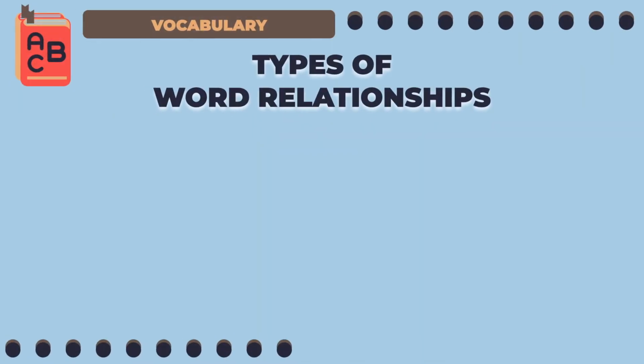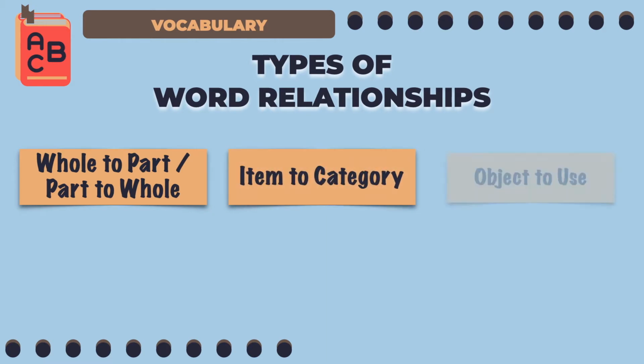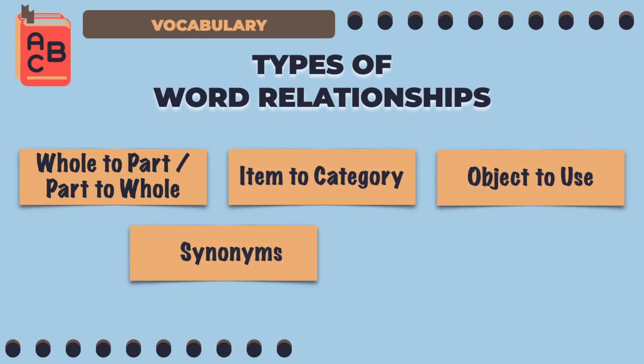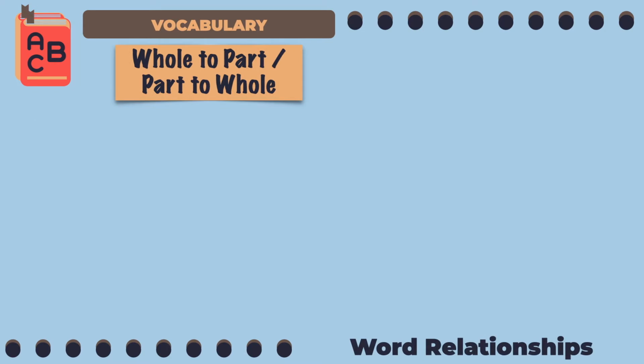There are different types of analogies or word relationships, but in this video, we shall be discussing 5 of them. These are whole to part or part to whole, item to category, object to use, synonyms, and antonyms. Let's discuss them one by one. The first type of word relationship is whole to part or part to whole relationship.